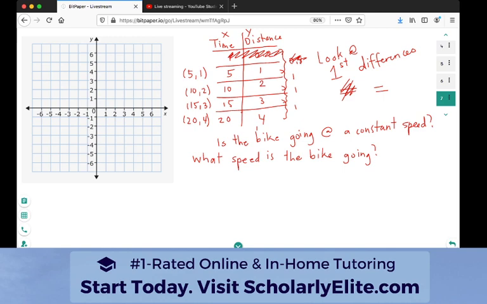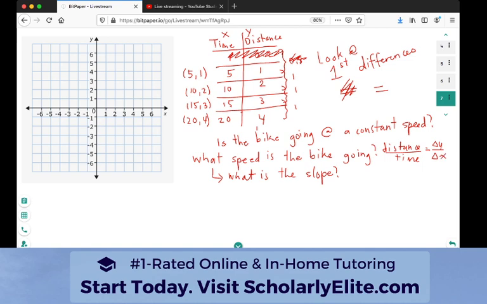Alrighty, what we want to do is make sure that we know how to plug these into our slope formula. Okay, so we want to know what speed is the bike going. What they're really asking for here is what is the slope. Whenever you see something like that, that's really what they're asking for, because speed is obviously just going to be distance over time, which in this case is just like saying the change in y over the change in x. This little sign means change.